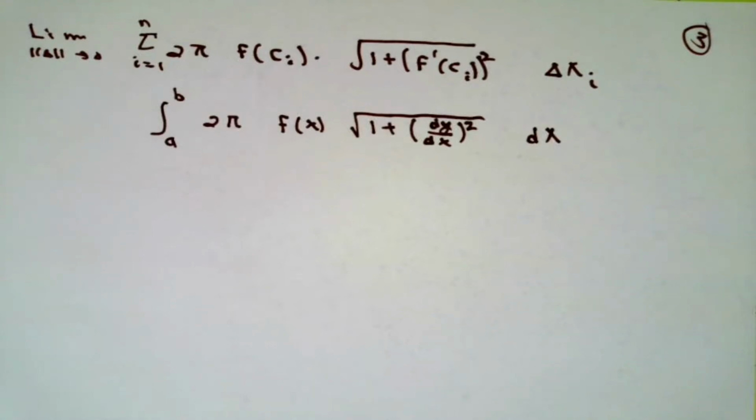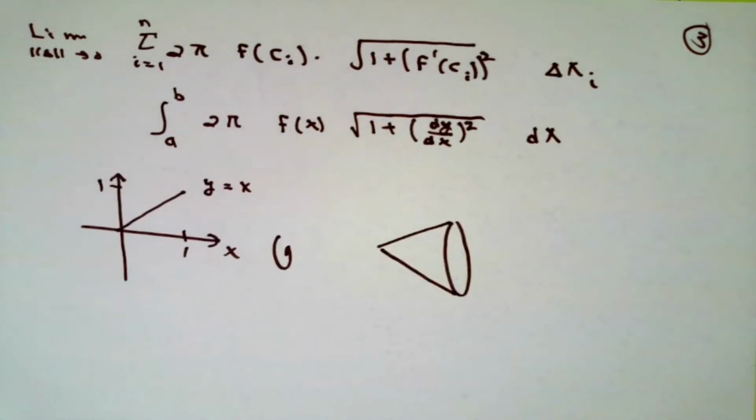Having said our recipe about 1,000,000 times, I will not say it this time. This is how we calculate lateral surface area when we revolve y equal f of x about the x-axis. As a simple example, let's look at the graph of y equal x starting at x equals 0, ending at x equal 1. We'll revolve this graph about the x-axis. I want to calculate the lateral surface area.